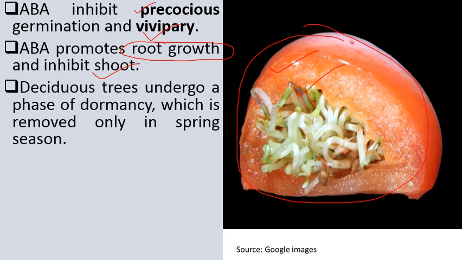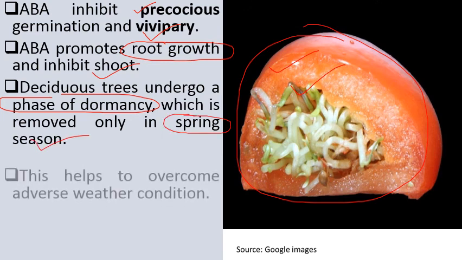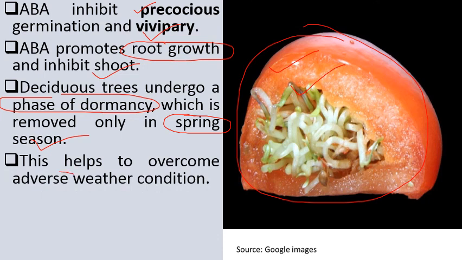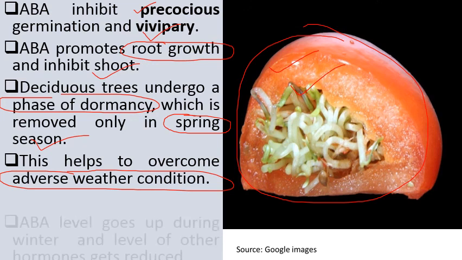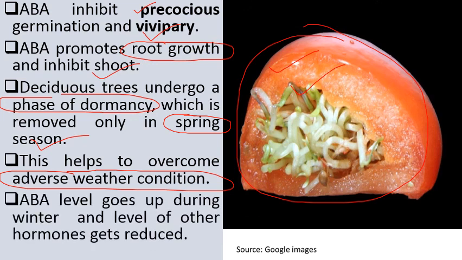Deciduous trees undergo a phase of dormancy during winters, which is removed during the spring season. And this helps to overcome the adverse weather conditions in the winters. So in winters, the concentration of ABA goes higher and it reduces in spring. So the ABA level goes up during the winter season and the level of other hormones gets reduced. So ABA basically helps in tolerating the tough environmental conditions. So that's why this is known as the stress hormone.